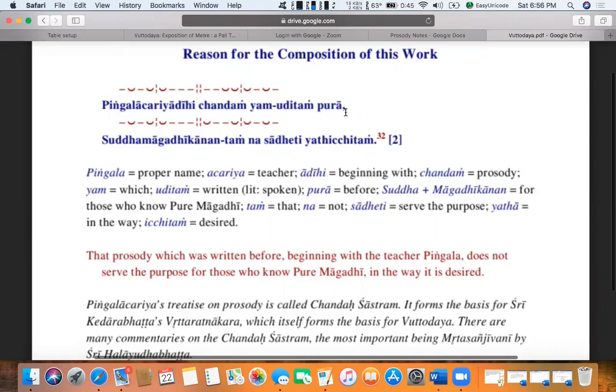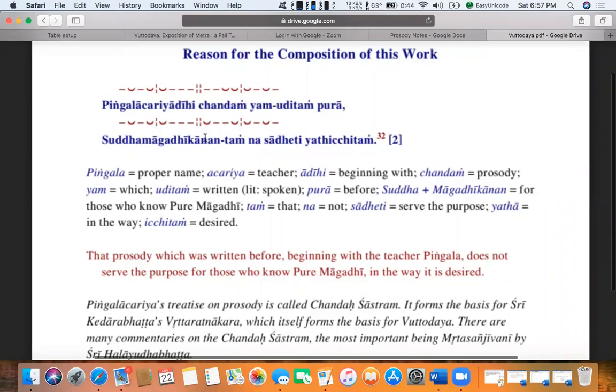His prosody is called Chanda Shastram. You can read it under the red color meaning: Pingala Acharya's treatise on prosody is called Chanda Shastram. In some places I have seen it called Chanda Sutra, but here it's mentioned as Chanda Shastram. That is Pingala Acharya's prosody, and that is the first prosody, written in Sanskrit. And later, a teacher called Kedara Bhatta wrote another prosody based on the Chanda Shastra of Pingala Acharya. It's called Vrutta Ratnakara. It's also a Sanskrit book for studying prosody. So there were prosody books in ancient times by Pingala Acharya and other teachers.